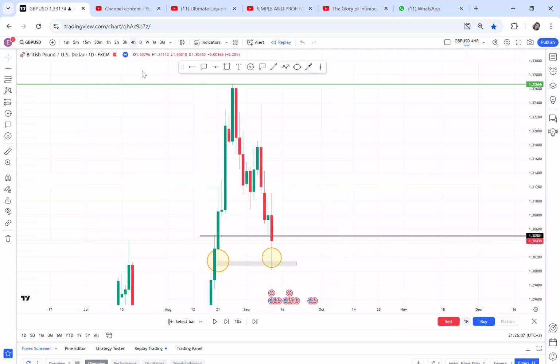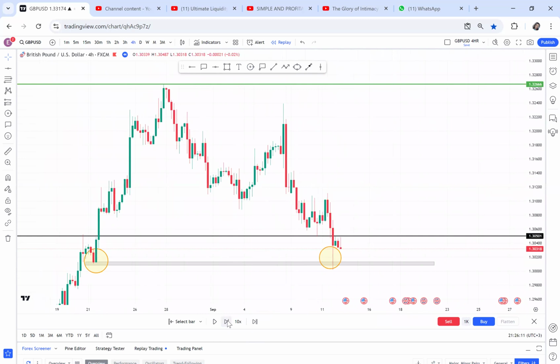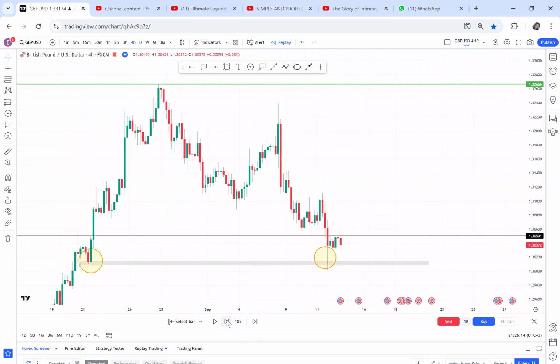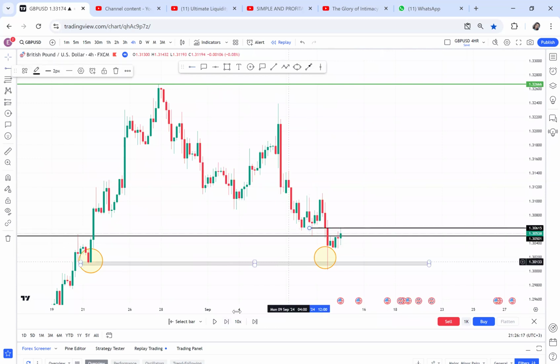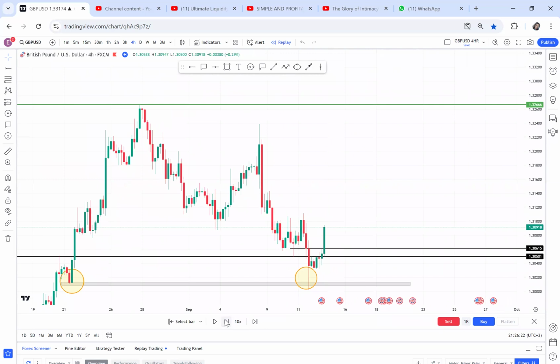So if we were to enter with 4 hour, we would only wait for current resistance to be broken. We call it CR. So we wait for current resistance to be broken. And this was our entry.